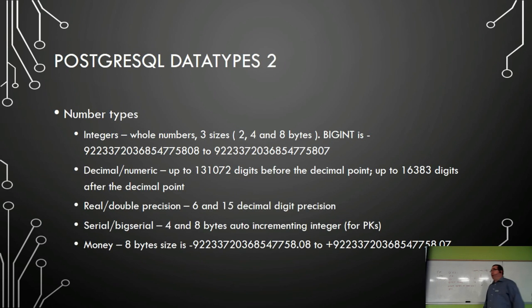Okay, numbers. Integers. So Postgres has three different kinds. Almost every server does. 2, 4, and 8-byte integers.